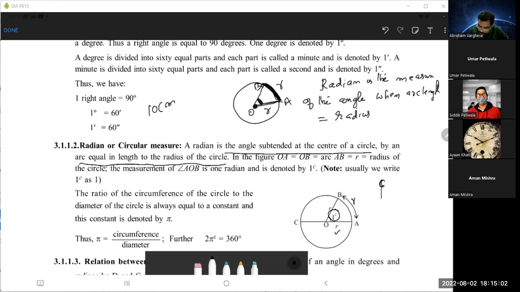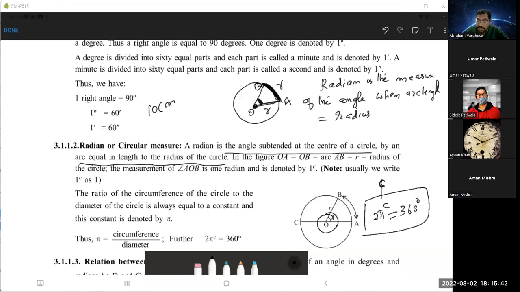So if you take a full circle, what will happen? Full circle means what about the arc length? Suppose I take the radius equal to 1, the angle will be 2 pi radian. At that time, what about the total angle formed? Total angle formed will be 360 degree. So this is a relation connecting the radian measure and the degree measure. The relation is 2 pi radian equal to 360 degree.